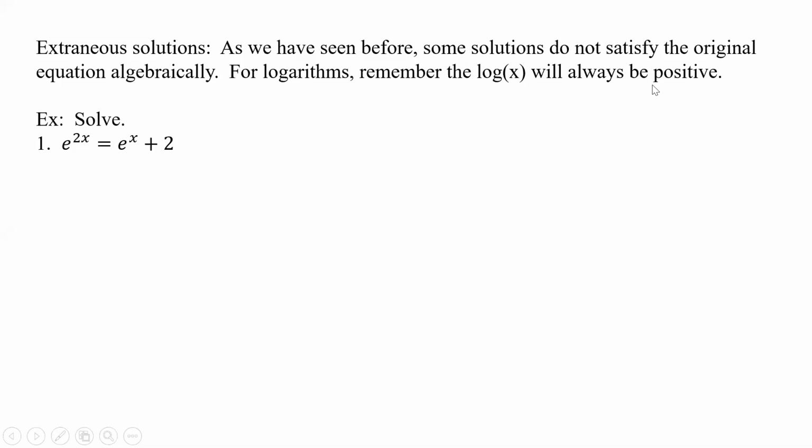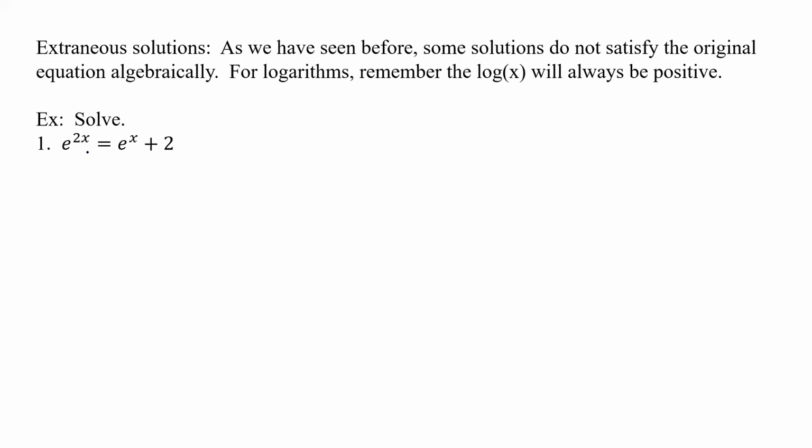All right, so sometimes when we're solving these, we're going to get extraneous solutions, which means they don't make any sense at all. Now, as we've seen before, some solutions do not satisfy the original equation algebraically, and that's what's going to happen: it's not going to make sense. And so for logarithms, remember, the log of x will always be positive. So we always have to make that positive, and so that's going to be the key.